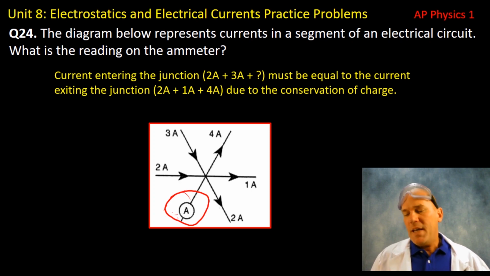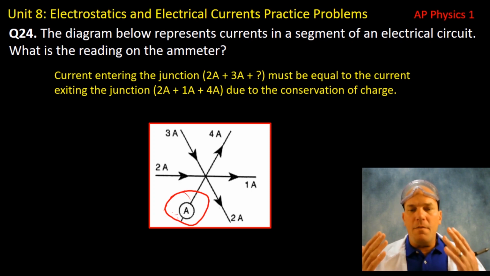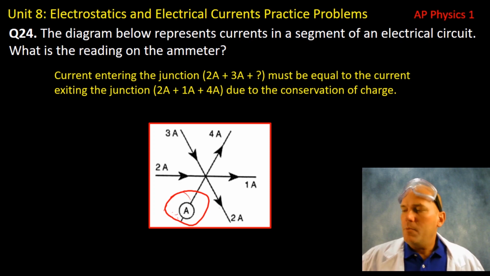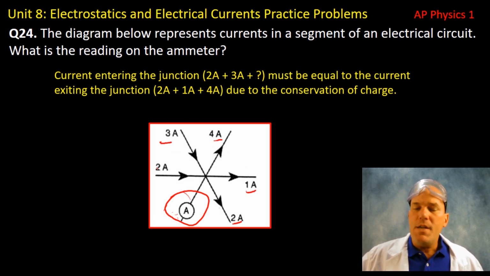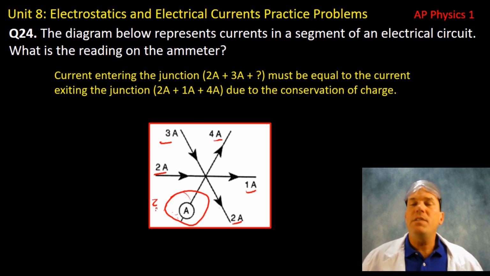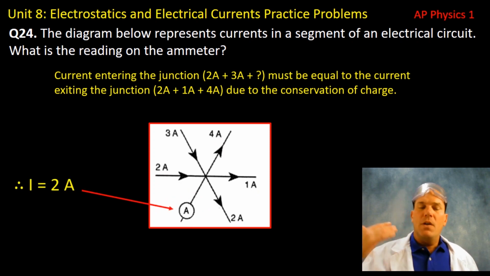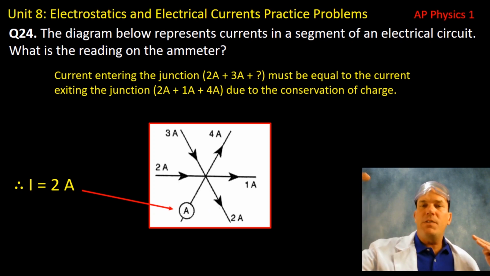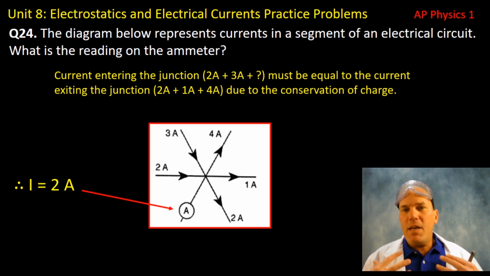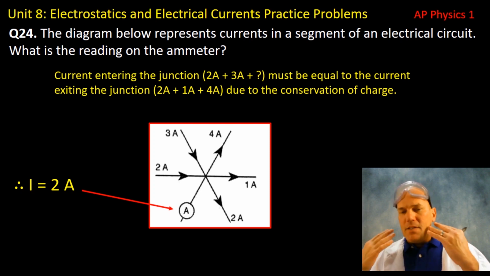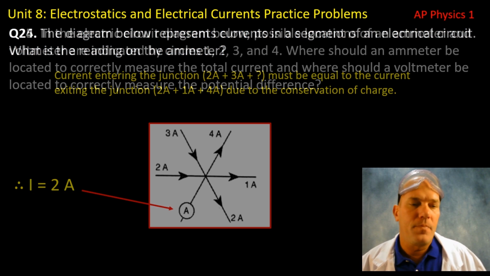how much current is exiting? Well, we have 4 plus 1 plus 2 exiting. How much is going in? 3 plus 2 plus, well, whatever it is must add up to 7. That means that it must be 2 amps. All right, so 2 plus 2 plus 3 is 7. That's how many amps go in, and 7 amps go out.